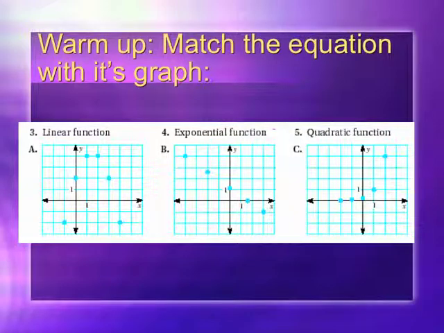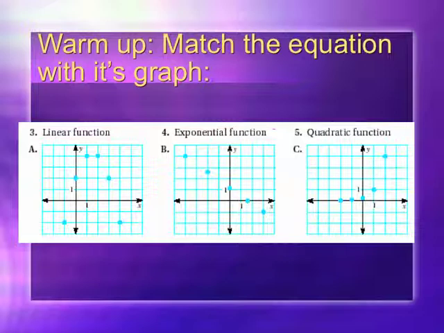Let's start by getting our brains moving and thinking about what we already know about how to identify different kinds of functions. This is a copy of some work that's in your book, and it asks you to match each equation with its graph. But there's no equation really listed. All there is a description. So it says, problem 3, I'm looking for a linear function, 4, an exponential function, and 5, a quadratic function. And then there's 3 graphs down below.